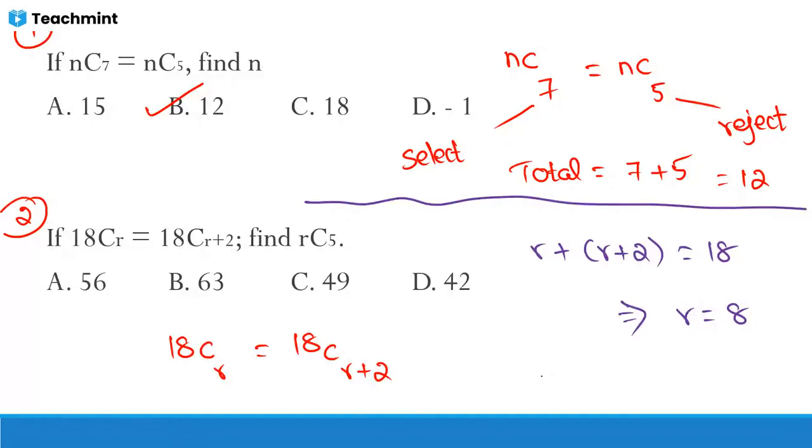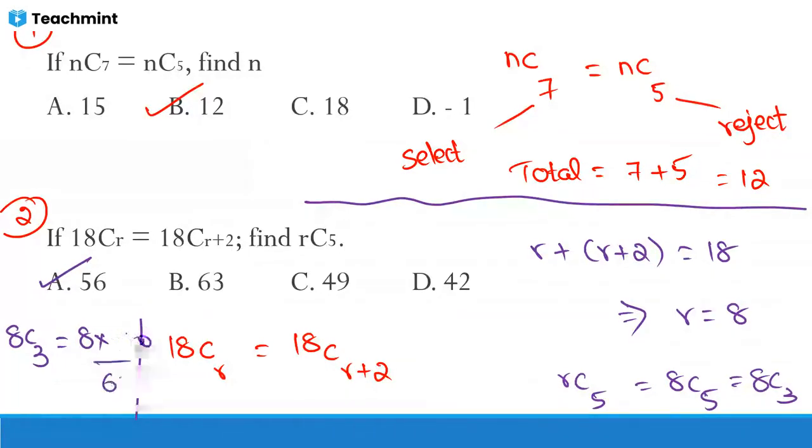Now, they're not stopping at the R value, they're further asking about RC5, which is 8C5. Instead of 8C5, better you can calculate 8C3. 8C3 means 56. Why, sir? 8C3 means 8 into 7 into 6 divided by 6, right? So 6 cancels. 8 into 7, 56 will come, my dear. So we got 56 here. So option E. Got it?